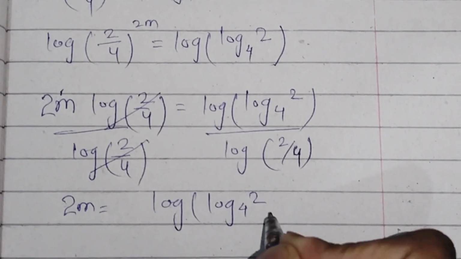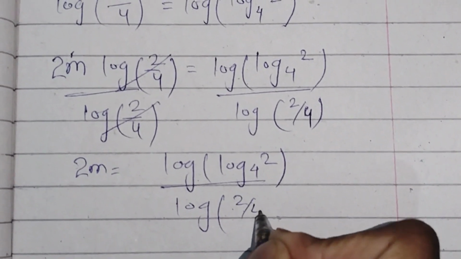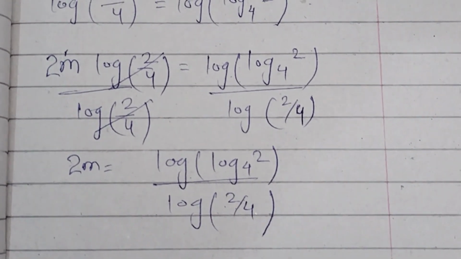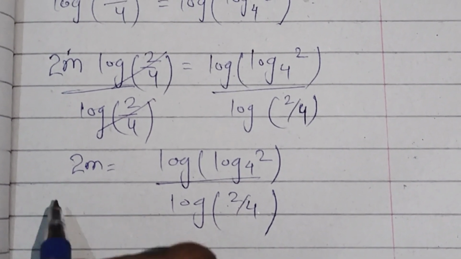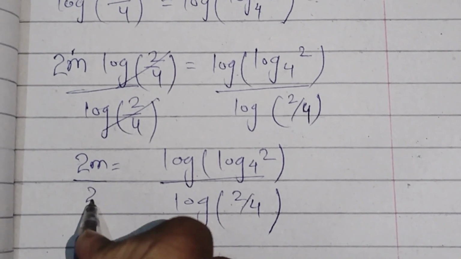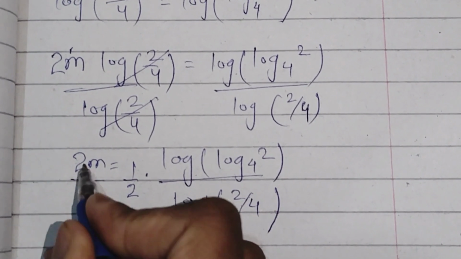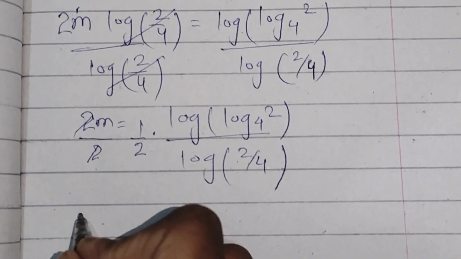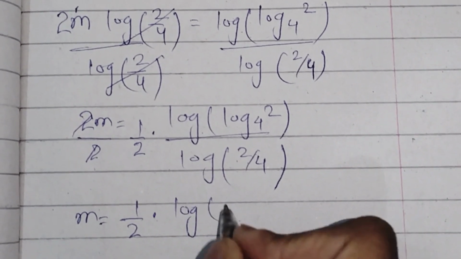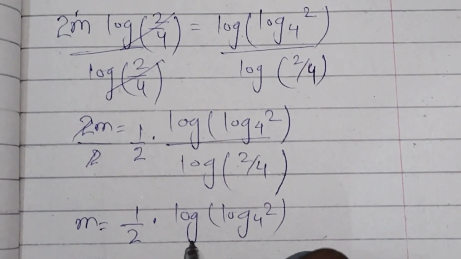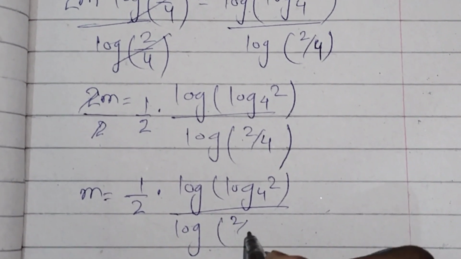2 with the base 4 over log of 2 by 4. Now here only one quantity is multiplying with m, which is 2. We'll divide both sides by 2. This 2 cancels with 2. We get m equals 1 by 2 log of 2 with the base 4 all over log of 2 by 4.